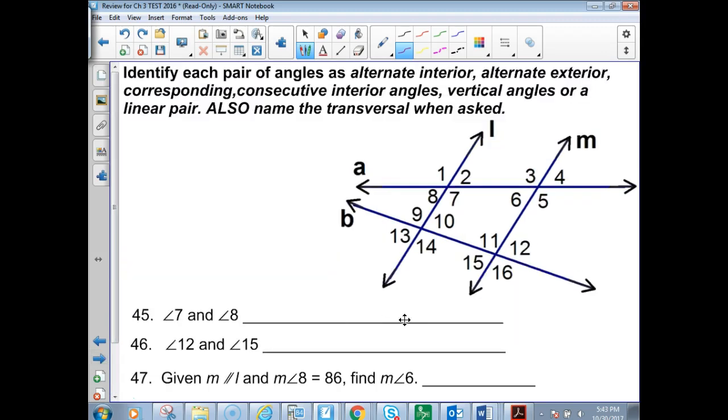Identify again, and also name the transversal if asked. 7 and 8 are a linear pair. They make a straight line. 12 and 15 are vertical angles, no transversal. Given lines M and L parallel, the measure of angle 8 is 86. Find the measure of angle 6: 86, because they're corresponding.